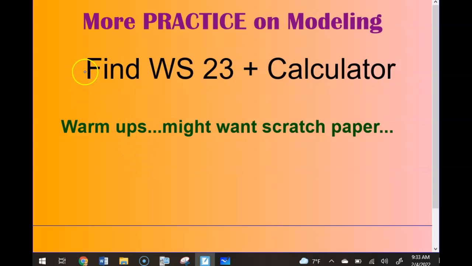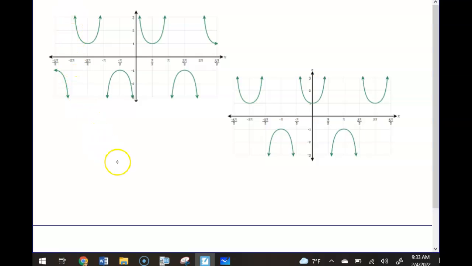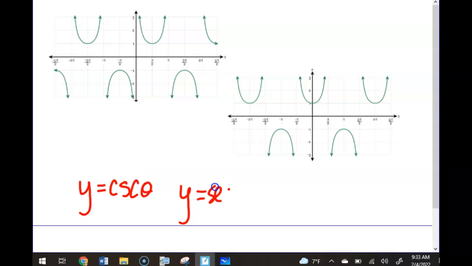All right, guys, so we are going to do some more modeling practice today. I also put some warm-ups in here for the quiz next week. Can anybody tell me these two are what and what? I don't know what order, but tell me what two graphs those are. Somebody knows this? You all need to know this for next week. One is cosecant and one is secant.